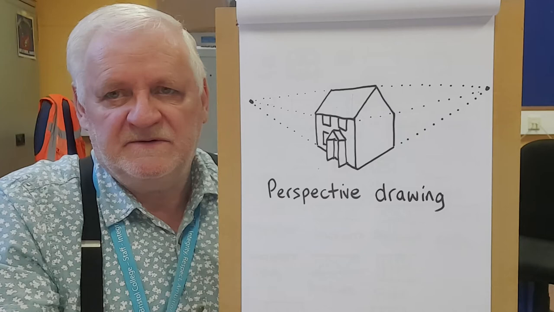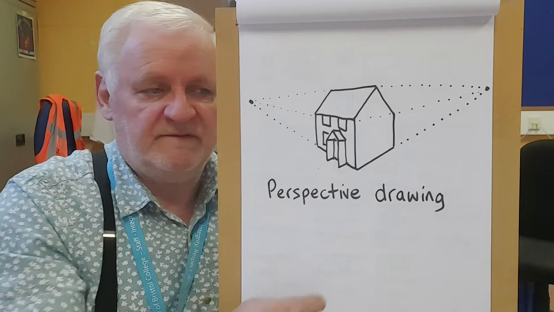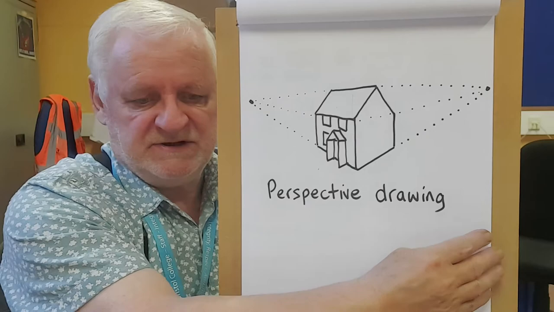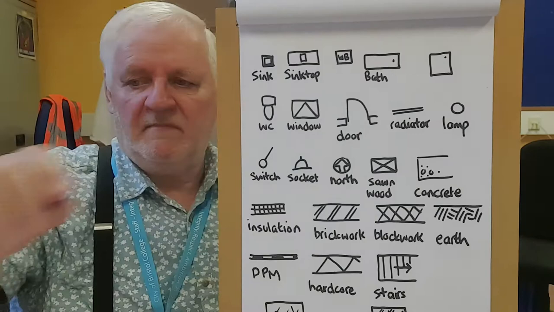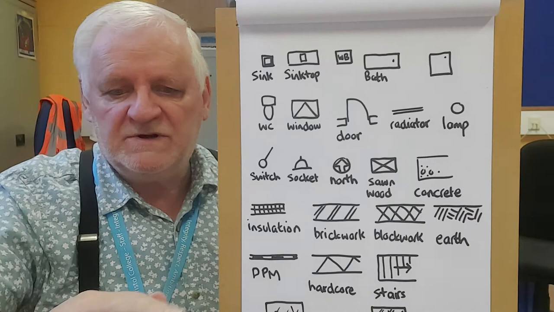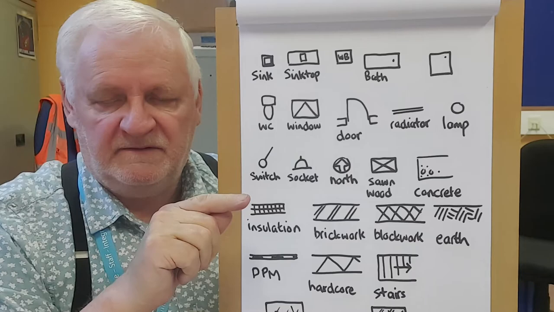Now, they're all different, aren't they? They're all a slightly different way of drawing, but they all have advantages and disadvantages. Now, when we're drawing, there are lots and lots of symbols that are used in the drawing, which enable us to understand what things are without having to have a label on everything. Okay, you don't need to have a label on every single thing on the drawing.